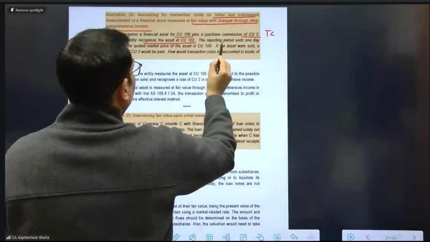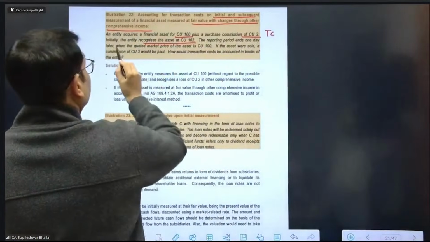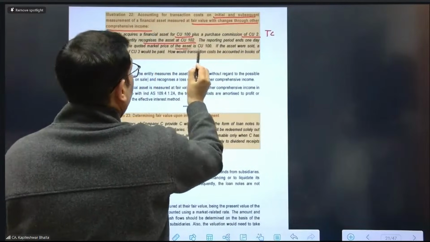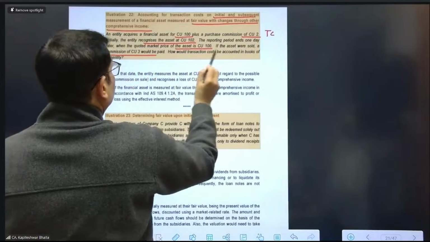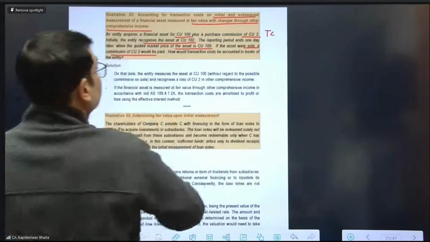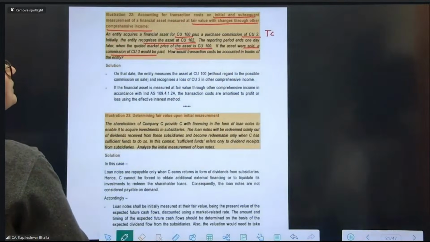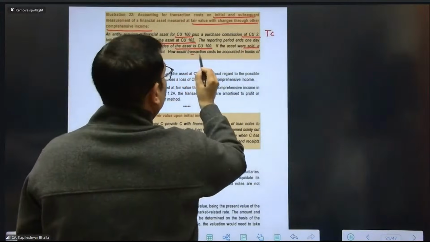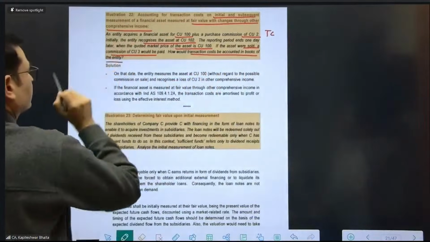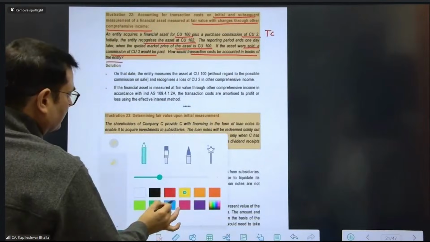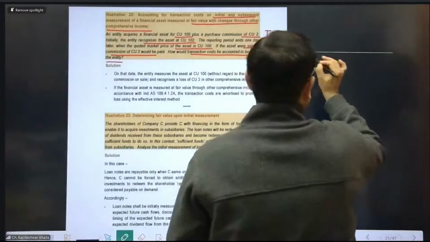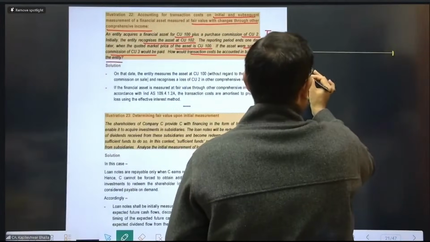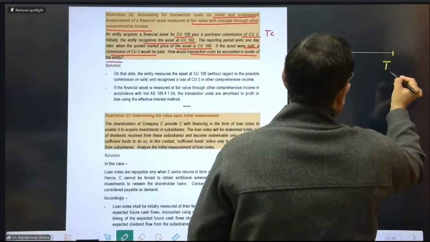Then he says the reporting period ends 1 day later when the quoted price is 100. If the asset was sold, a commission of 3 would be paid. This is a commission to be paid on sale. I'm not concerned. How would the TC be accounted in the books of the entity? Now, make a time scale to understand this better. What they're trying to explain in this illustration is the treatment of TC. This is T0 and this is T1.